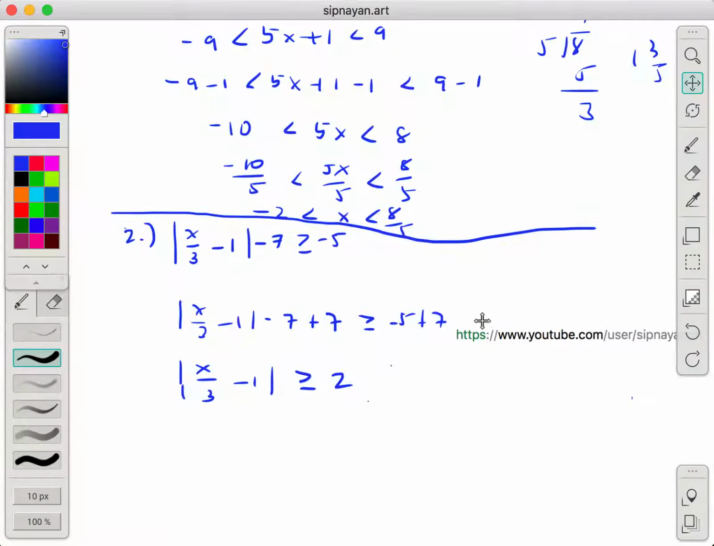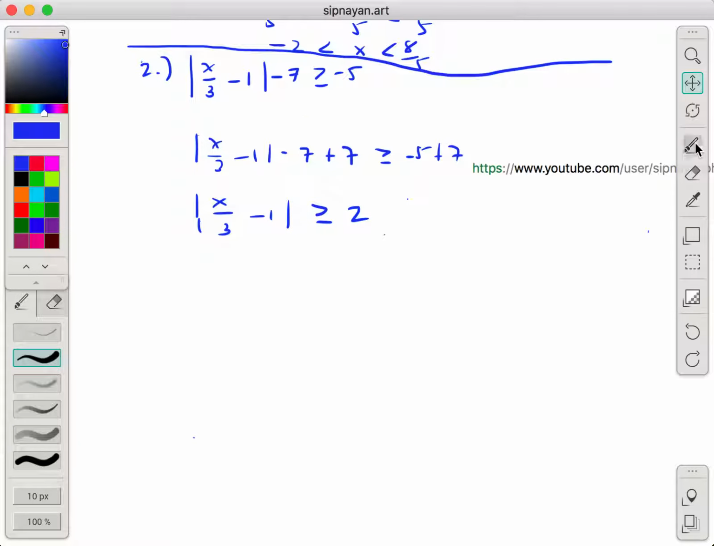And then, pag ganito na yung expression, napag-aralan na natin from the previous videos, ay tatanggalin na natin to. x over 3 minus 1 is less than or equal to negative 2, or, kung hindi nyo alam to, panoorin nyo yung previous video kung paano naging ganito, no? Or, x over 3 minus 1 is greater than or equal to 2.